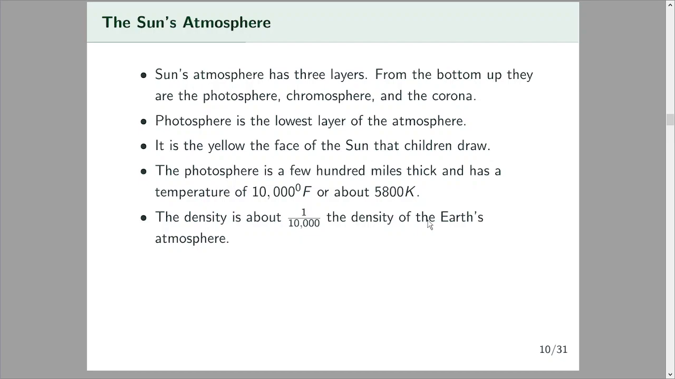The sun's atmosphere has three layers. From the bottom up, there are the photosphere, the chromosphere, and the corona, which we mentioned earlier. The photosphere is the lowest layer. It's the yellow face of the sun that children draw. The photosphere is a few hundred miles thick and has a temperature of about 10,000 degrees Fahrenheit, or 5,800 Kelvin. Its density is about 1/10,000th the density of the Earth's atmosphere. So it's really diffuse. It's super hot, and it's really diffuse.